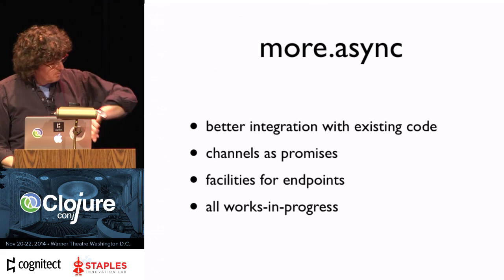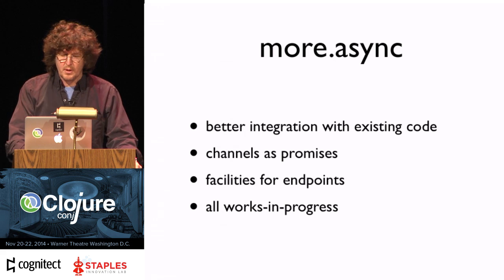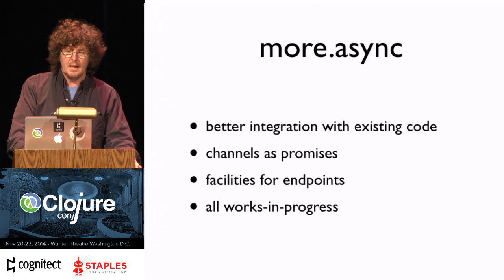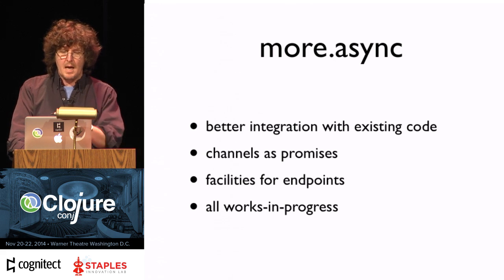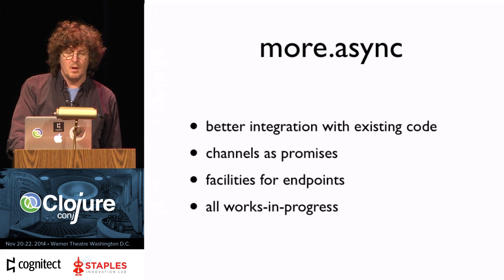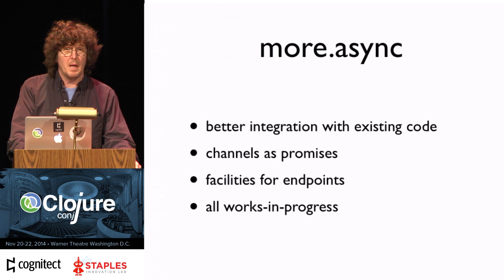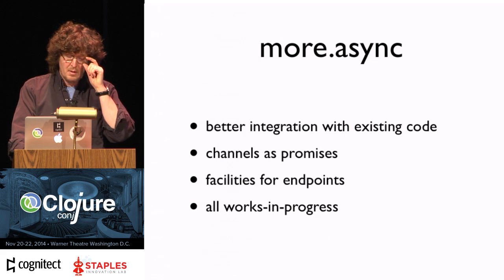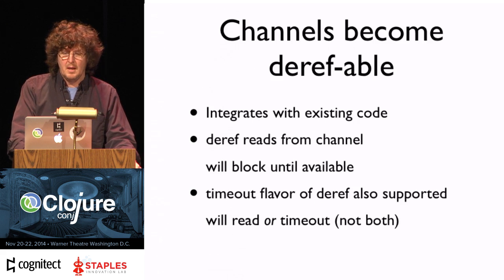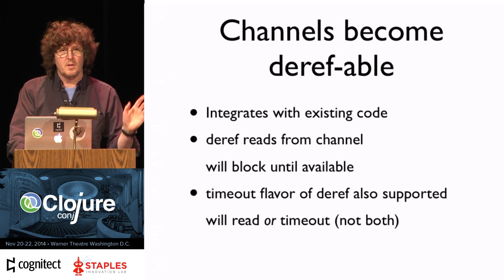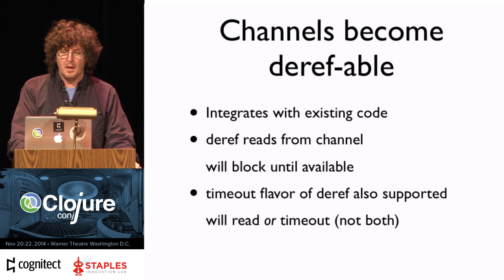All right, I'm running out of time, but I just want to take you quickly through some of the new things that are coming into core async. They're in these categories: better integration with code that already exists, using channels as promises, and making it easier and better to use channels for RPC kind of endpoints. All this stuff is in progress, so if you're following along with the alphas, you're seeing some of this happen.